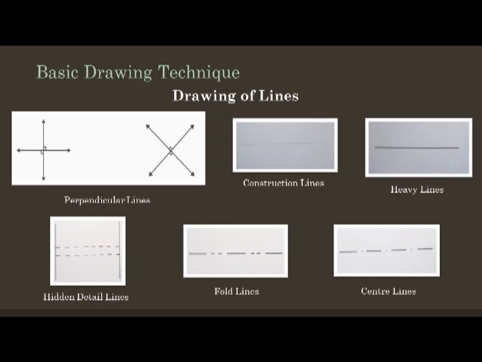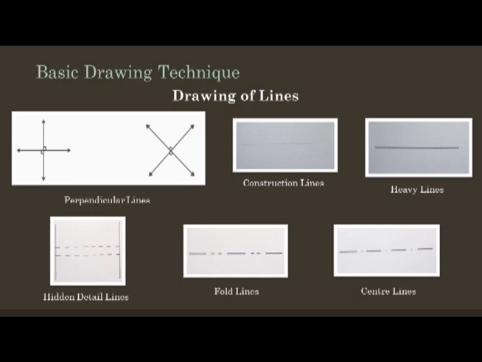And next is the heavy line. Heavy lines are used to show the outline of the object you are going to draw. These are represented by a continuous heavy line. These lines are drawn by leaning on your pencil a lot harder than when drawing construction lines, but not hard enough to crack the pencil point. You need to put some pressure on your pencil when you draw this heavy line so that it would be much more visible.